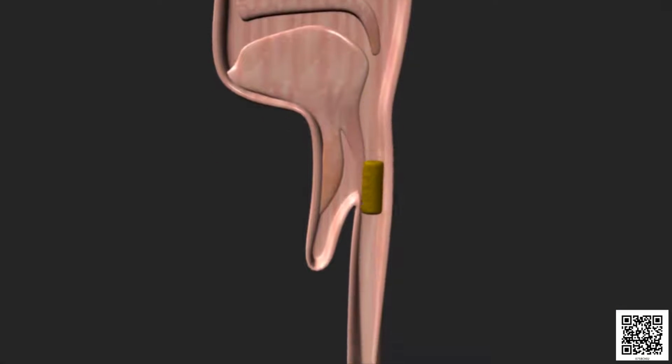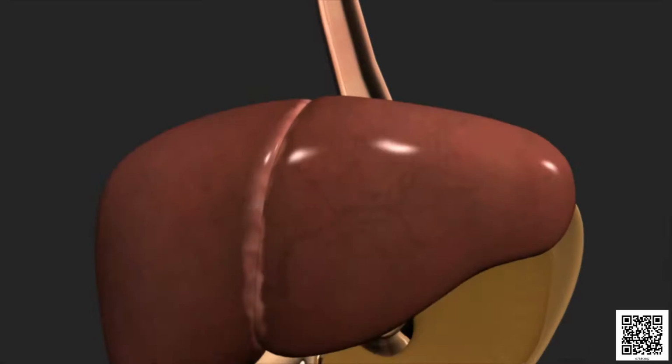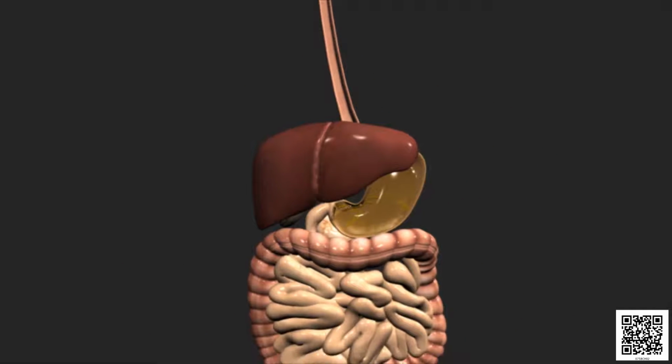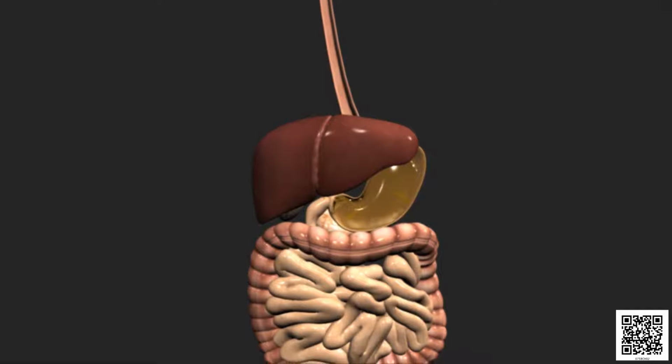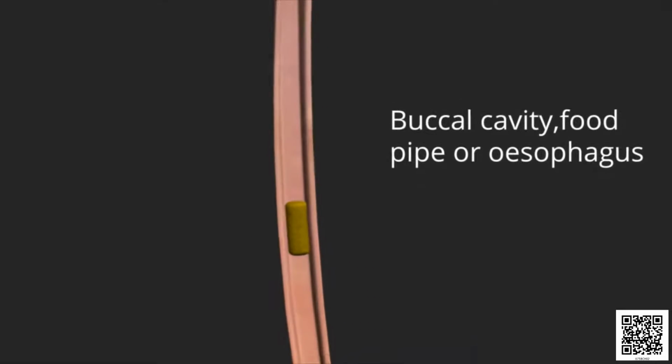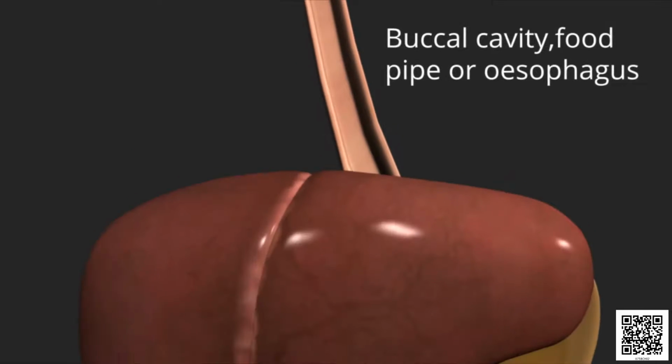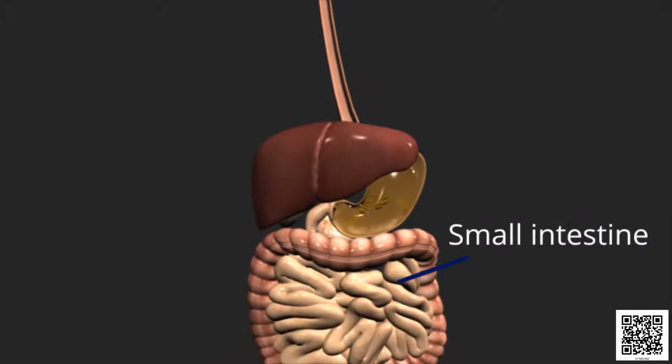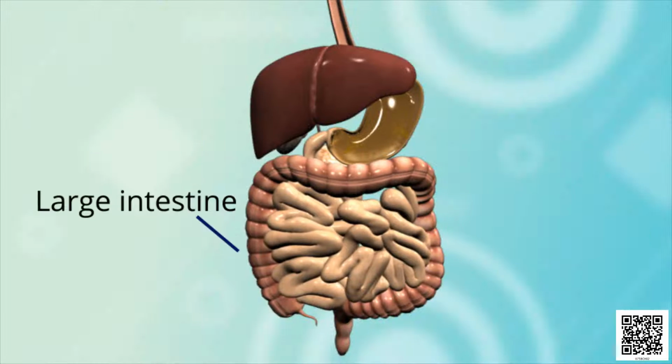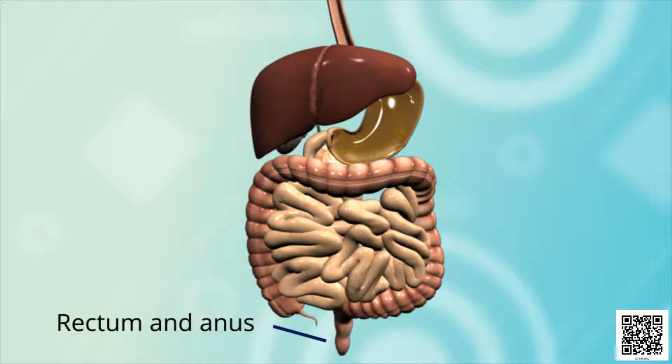The food passes through a continuous canal which begins at the buccal cavity and ends at the anus. The canal can be divided into various compartments: the buccal cavity, food pipe or esophagus, stomach, small intestine, large intestine, ending in rectum, and the anus.